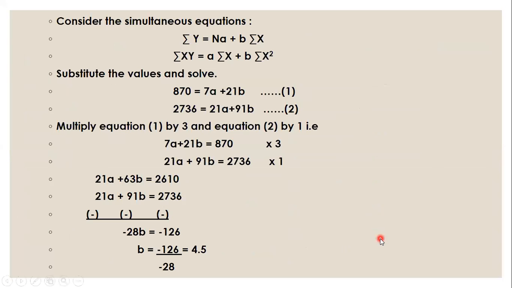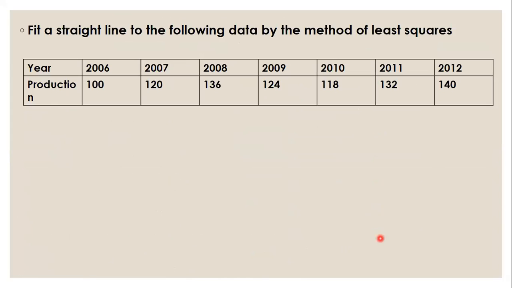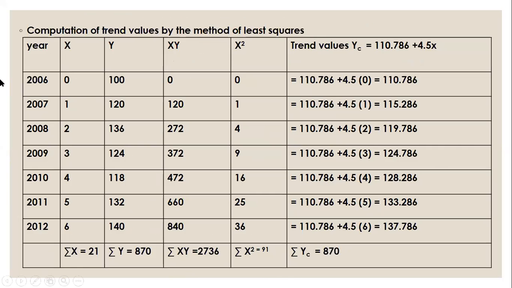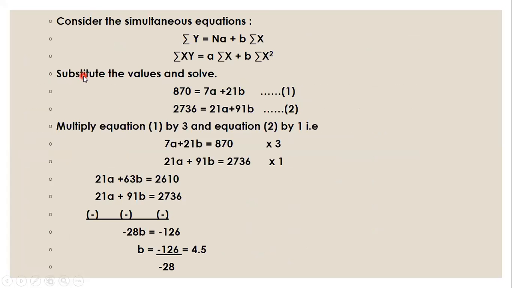Now let us move on and solve one more similar problem. Fit a straight line to the following data by the method of least squares. It is the same problem which I have taken, but here the assumption of x will be different. If you go back to the problem, it is still 2006 to 2012 with y values 100, 120 till 140, but the way we assume x in that problem will be different. Let us see that.